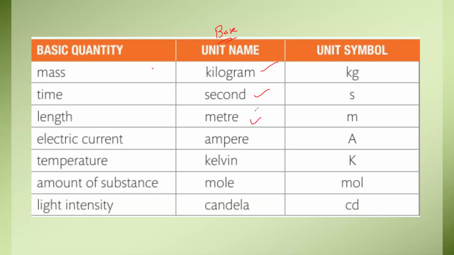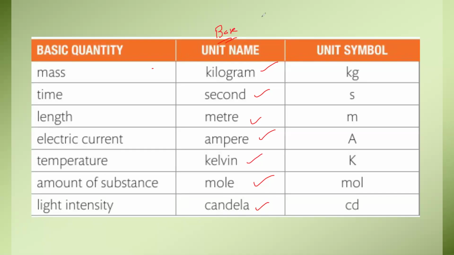Other units are there. Kilometer, millimeter, centimeter are other units, but the base unit is the meter. Electric current, ampere. Temperature, Kelvin; other units are there, Fahrenheit, centigrade or Celsius. Amount of the substance, mole, and the light intensity or the luminous intensity, that unit is candela.